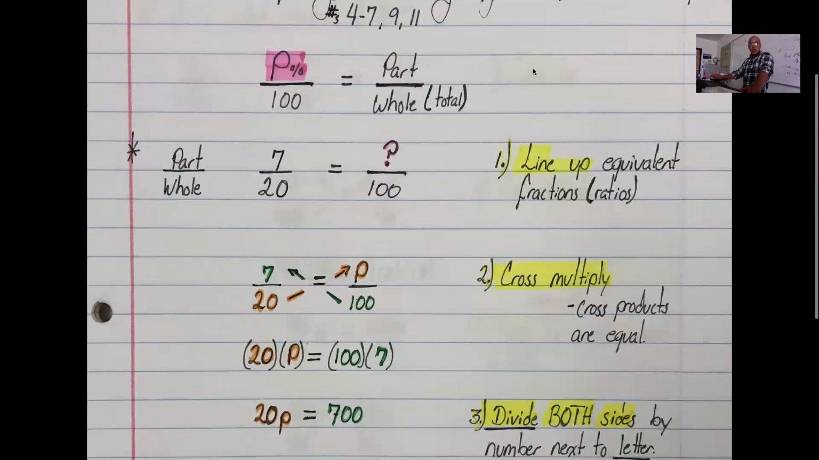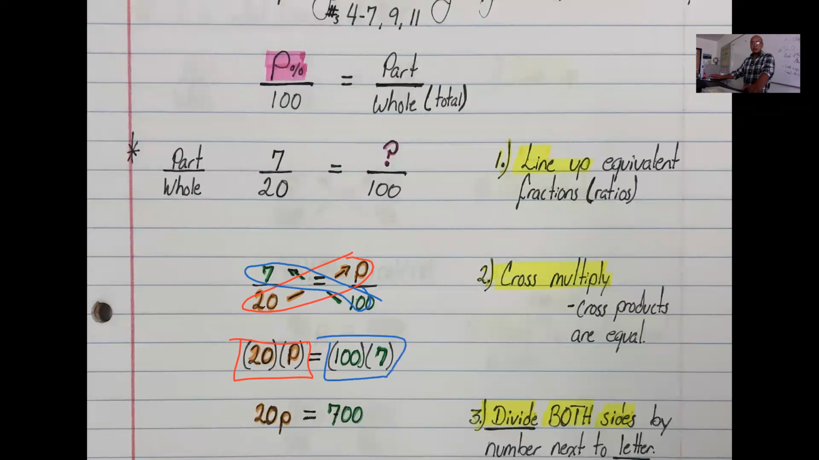Before we continue, I am going to be drawing directly from the notes, where our first step will always be to line up the fractions, which is exactly what we're doing up here. Whenever you set up both fractions, part over whole is equal to p over 100, that is us lining up the equivalent fractions. We're going to create an equation using the cross products, where one of the cross products will go to the left of the equation and the other cross multiplication will go to the right.